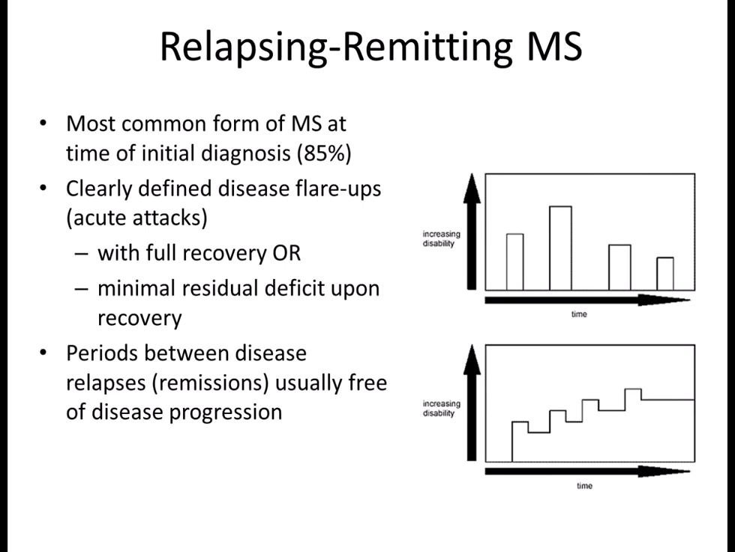The y-axis is increasing disability and the x-axis is over time. And each of the bars that you see would represent an exacerbation or relapse of the patient's MS. With relapsing remitting, the majority of the time, the patient's going to come back down to baseline, but over time, they're going to experience relapses or exacerbations. You can also have the possibility, shown on the bottom, that you have a relapse or an exacerbation, but then you don't come all the way back down to normal. But then you'll have another exacerbation, and again, you have increasing disability. But the periods between the relapses are relatively free of disease progression.